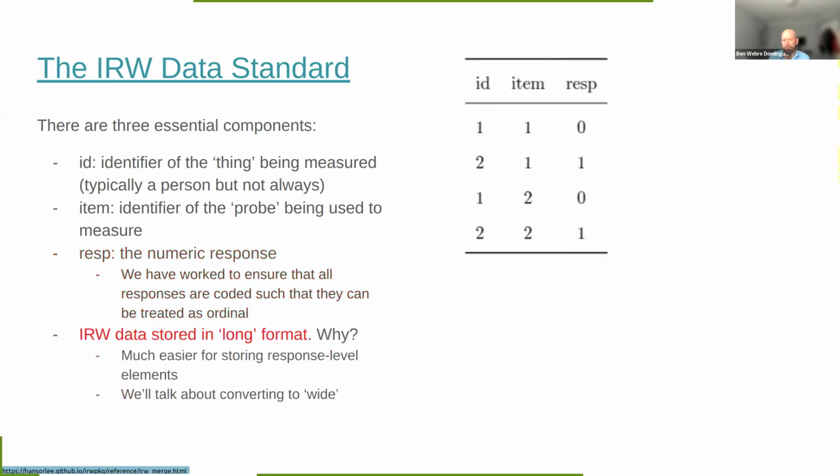You'll note that the data are stored in a kind of long format here, such that each row represents a single response. There are other formats that we could have used. The reason we did this is that it's easier to store additional response level elements that I'll talk about as we go. And one thing that you might want to do is convert to a kind of wide item response matrix where individual cells are the combination of a person responding to a specific item. And we have some functionality that's built out to help you do that easily.